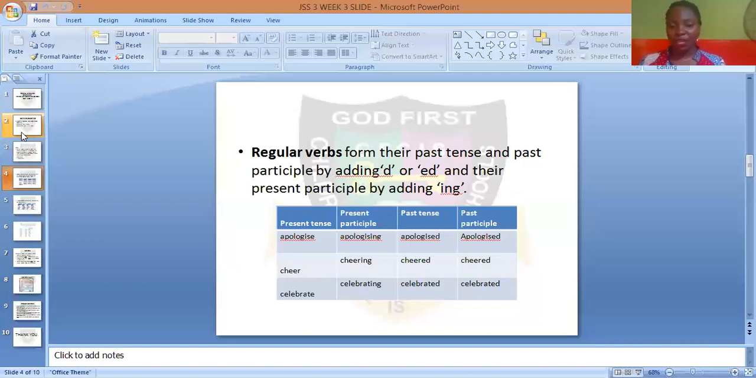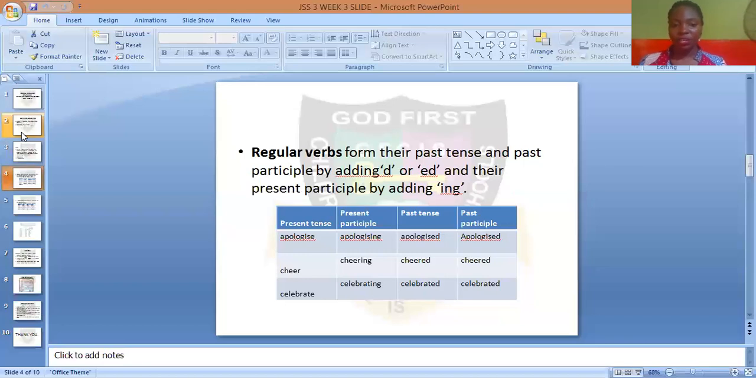Now the past tense here is formed by adding just D. We can't add ed because apologize ends with an E. So we can only add D to this. So this is a regular verb. Regular verbs form their past tense and past participle by adding D or ed, and their present participle by adding ing. So the D is added to make apologized a past tense. The past participle is also apologized.